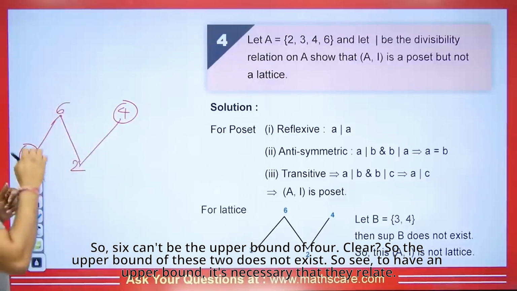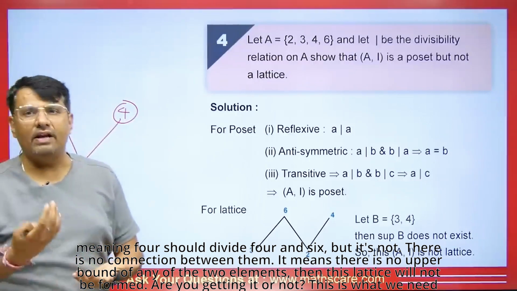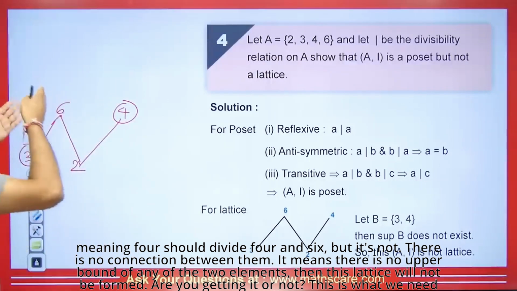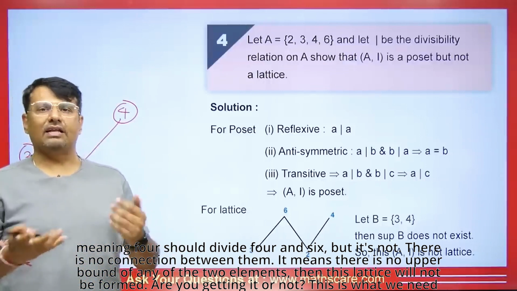So see, to have an upper bound, it's necessary that they relate, meaning 4 should divide 6, but it doesn't. There is no connection between them. It means there is no upper bound for these two elements. Then this lattice will not be formed. Are you getting it or not? This is what we need to pay attention to.